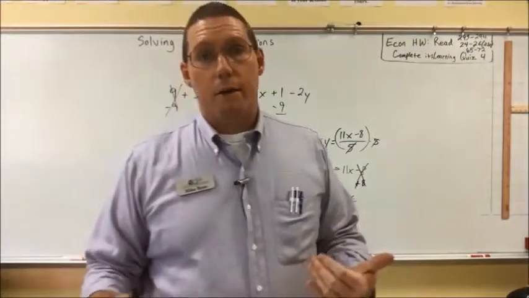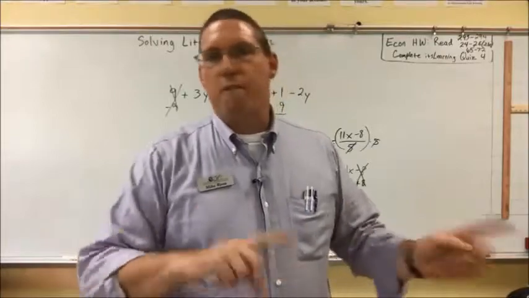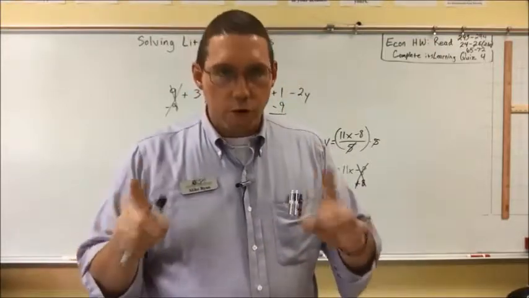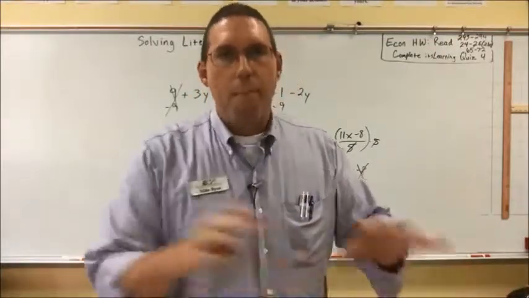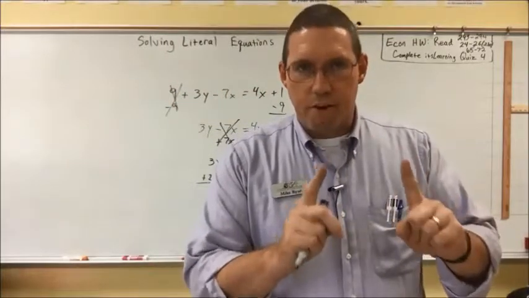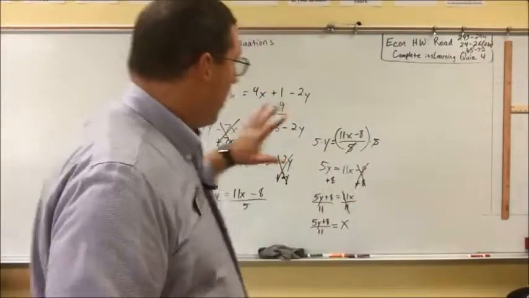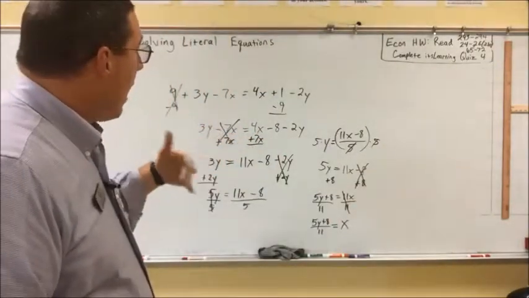So the idea here is if you have two or more variables, you can solve for any one of the variables in terms of all the other variables by moving all the other variables to the other side and getting the variable you're solving for on one side. Okay? So that's one thing you have to be able to do. Now we're going to move on.